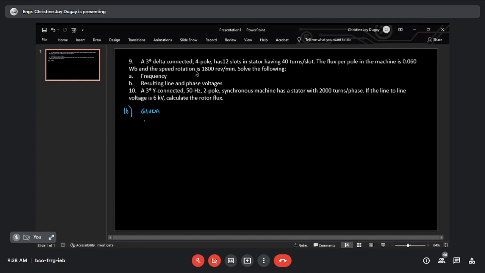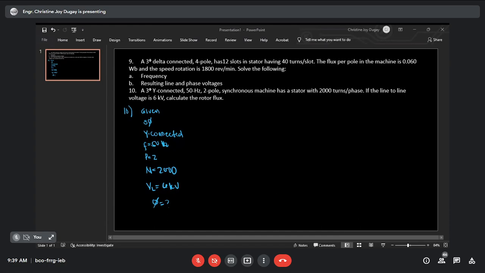Given: 3-phase, Y-connected, frequency that is equal to 50 Hz. Number of poles po natin that is equal to 2. Turns per phase po natin that is equal to 2,000. If the line to line or ang VL natin that is equal to 6 kV, what will be the flux? Ano ang gagawin natin to solve that problem? Anyone that would like to recite?